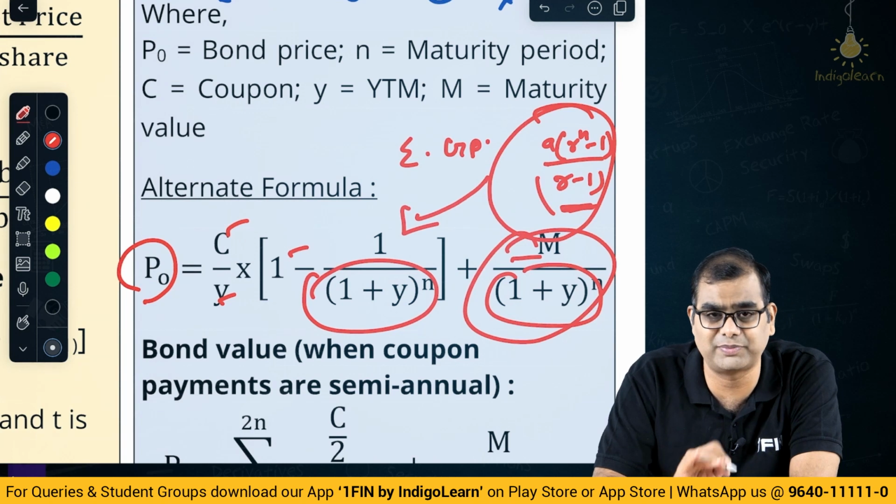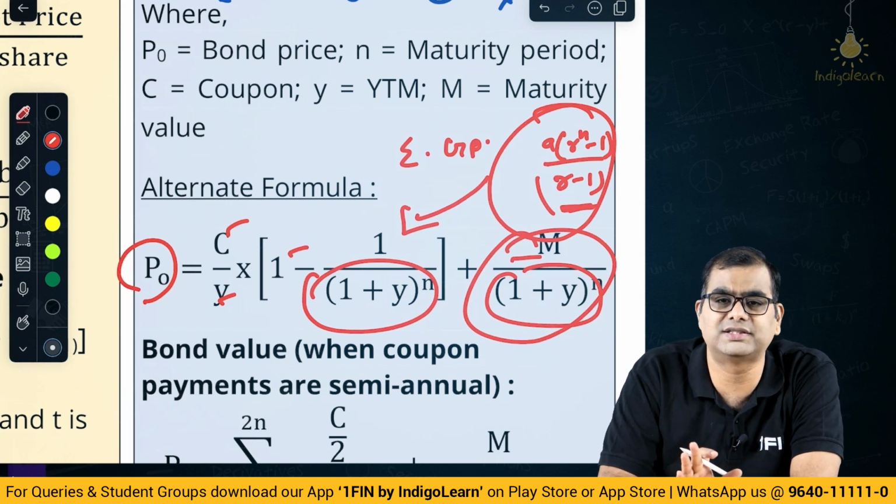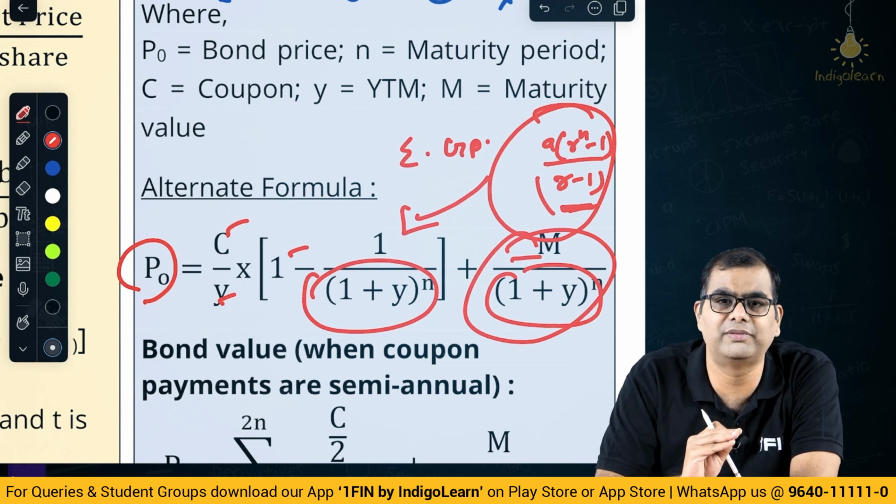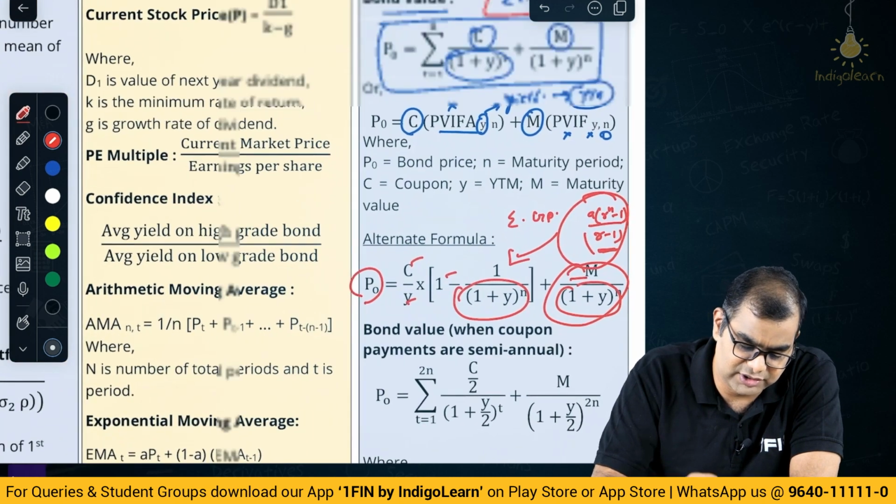In this particular chapter specifically, other than 1 or 2 formulae, I strongly suggest that you don't remember the formulae. Please remember the concept, because unnecessarily you will overthink. Anyway, so this is one.